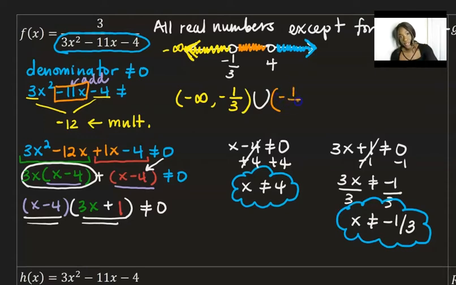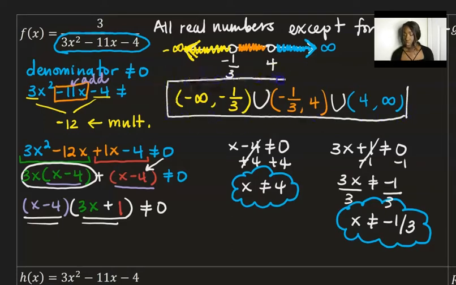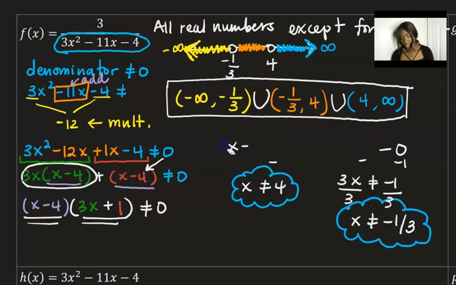And then it skips over negative 1/3. So I'm going to use that U symbol to union it with negative 1/3 and 4. And then I'm going to use another union symbol to glue it to the last piece that starts at 4 and goes off to positive infinity. So this answer here that I'm boxing in now, that is the domain in interval notation.